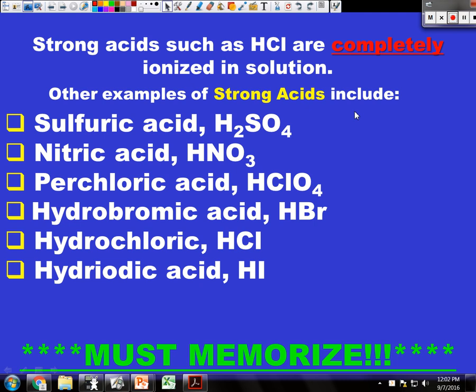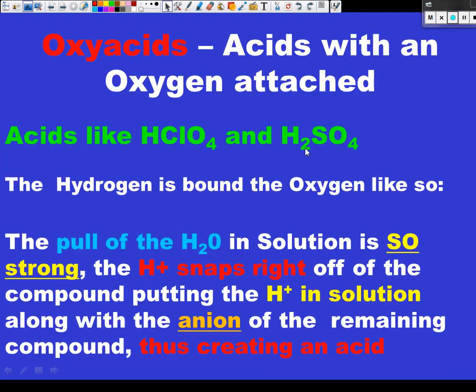The second thing is, notice what halogen is not a strong acid. Hydrofluoric acid. You good? Okay. Thank you. I'm glad. I don't really want to talk about it.